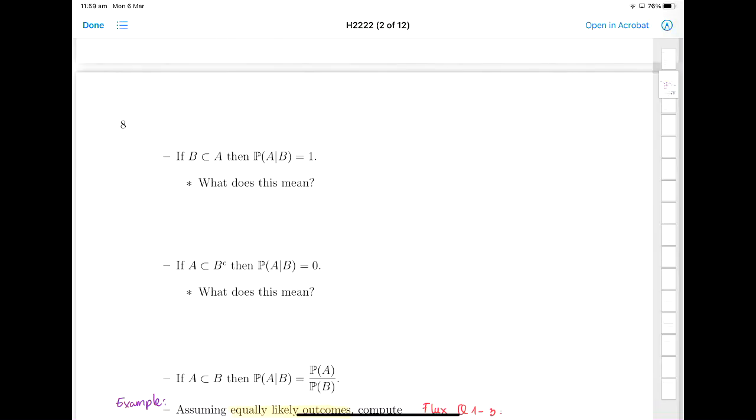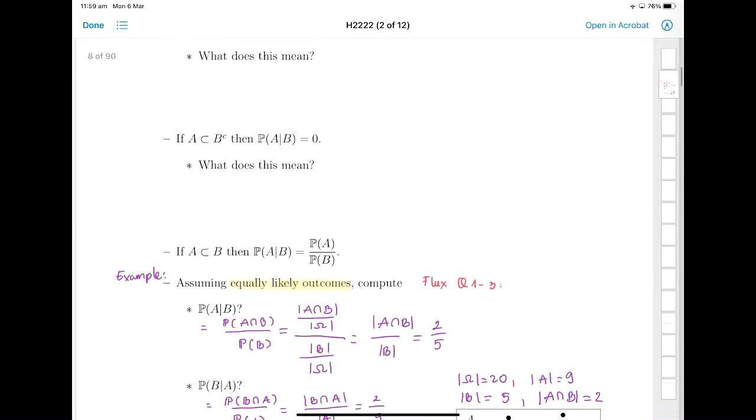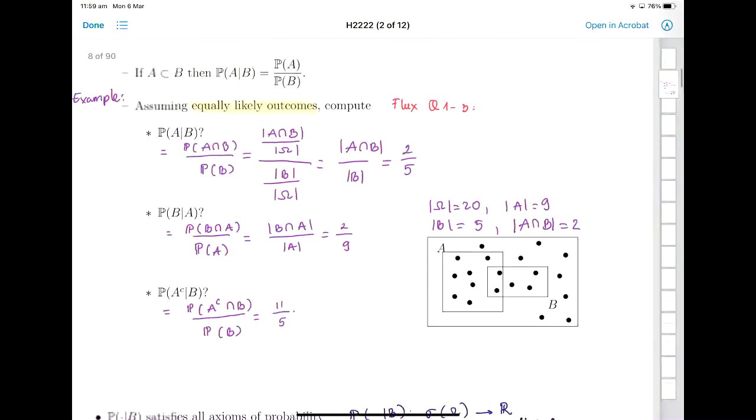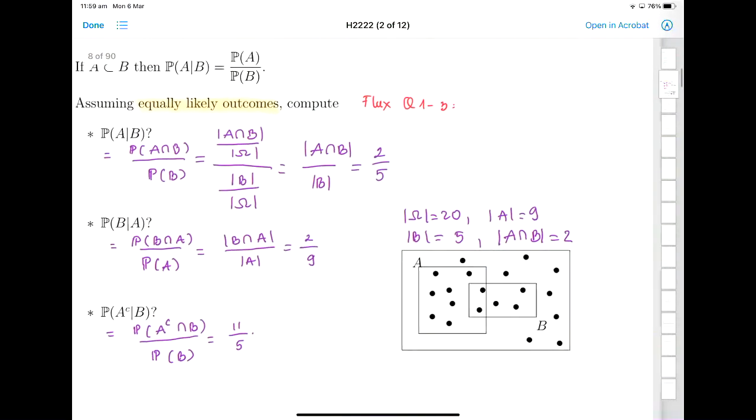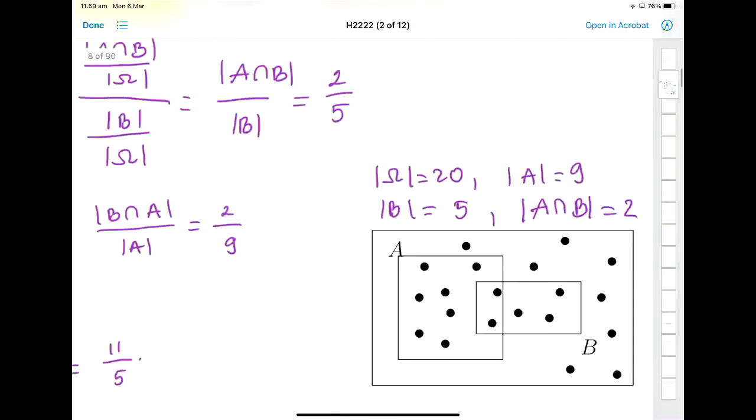Okay. So last week you learned about sets, about probability, the definition of probabilities, and you learned about conditional probability. So today we have an example. Assume that we have outcomes equally likely.